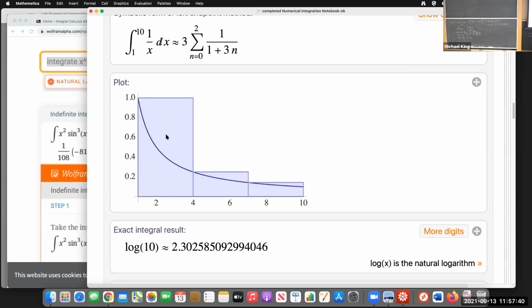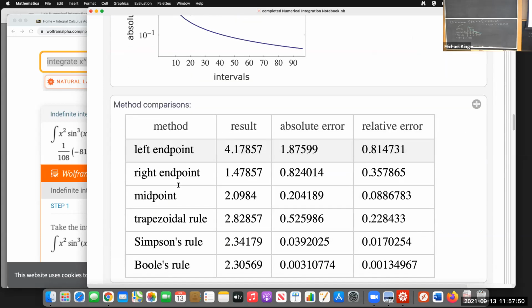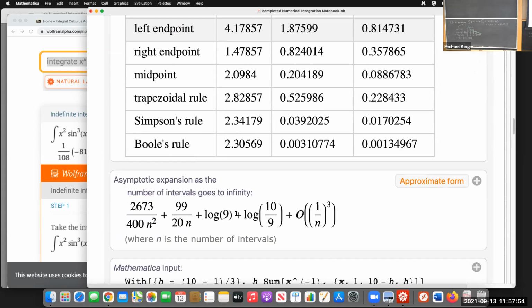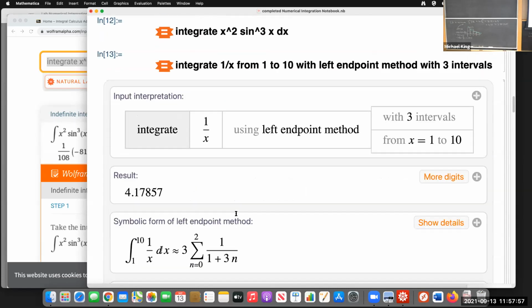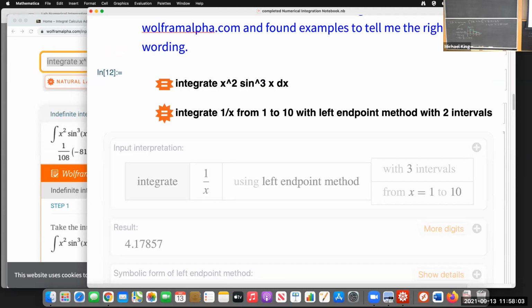But here, they actually even show you the picture. That picture I just drew, basically. So that's kind of cool. And you can do it, and they give you the error, which we're going to look at in a second. And they actually give you the result with a bunch of different of these rules and much more stuff. But if I wanted like, I don't know, 20 intervals, oops, 320.